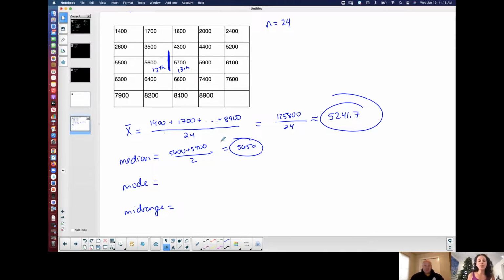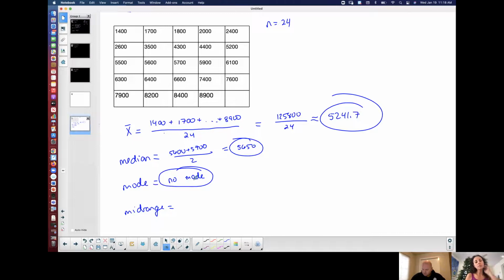My mode is my most repeated data value. And it doesn't look like anything here is repeated more than once, right? Everything is repeated the same amount of times. Nothing is repeated more than once, right? I don't see anything here that's repeated more than once. I'm going to move this for now. So in this particular example, there is no mode. Nothing is repeated more than all the rest of the values.